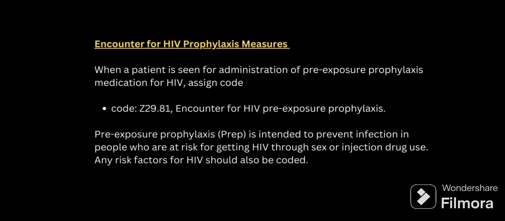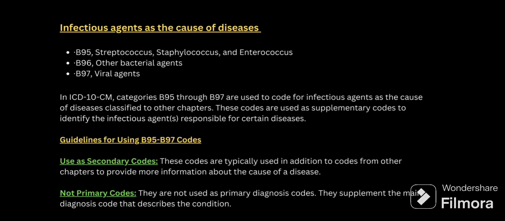Okay. So next is encounter for HIV prophylaxis measure, that is when the patient is seen for the administration of pre-exposure prophylaxis medication, you will be coding Z29.81. Pre-exposure prophylaxis is mainly to prevent the infection. It is for people who are at risk for getting HIV through sex work or through injection drug use. That's all about encounter for HIV prophylaxis measure.